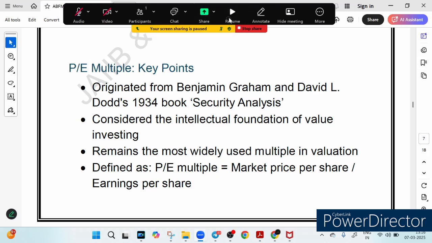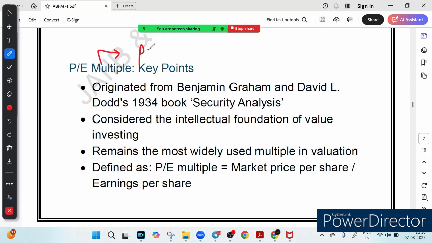just wait a minute. If we talk in the simple way, we can say that this PE multiple is just like a price tag for a stock. So the PE ratio helps investors decide whether a company is a good buy or overpriced. So today we will break it down in a super simple way, so that by the end of this slide you will be able to analyze a stock like a pro.